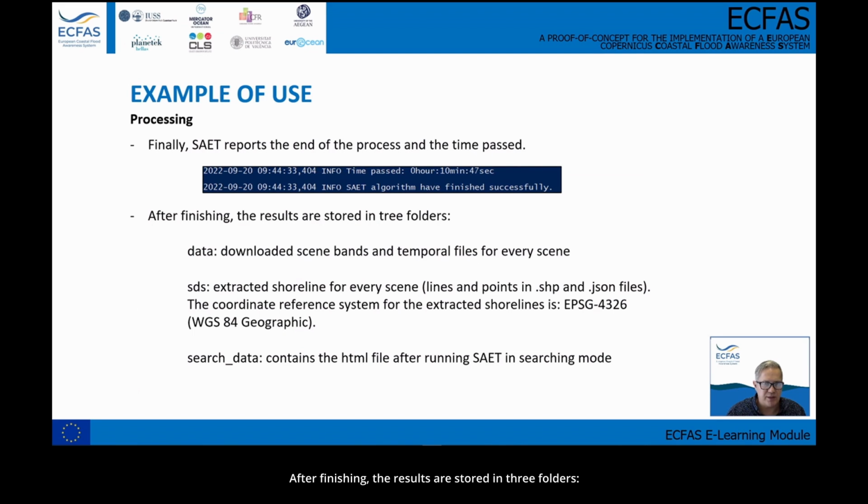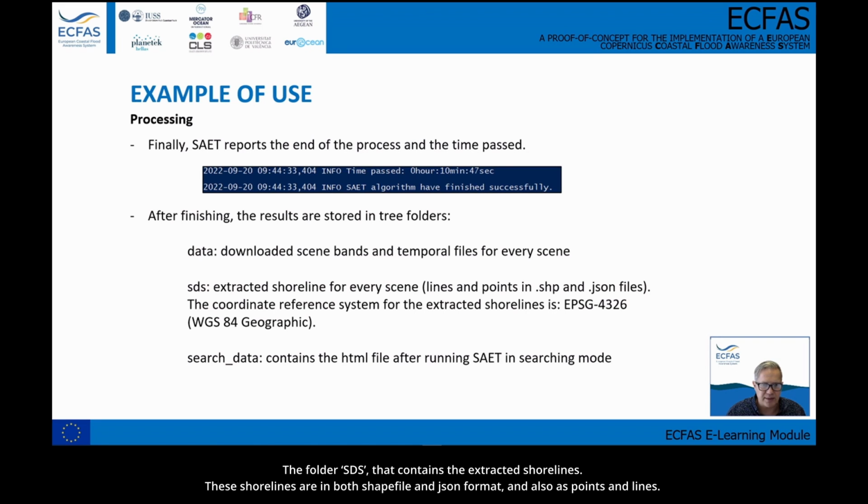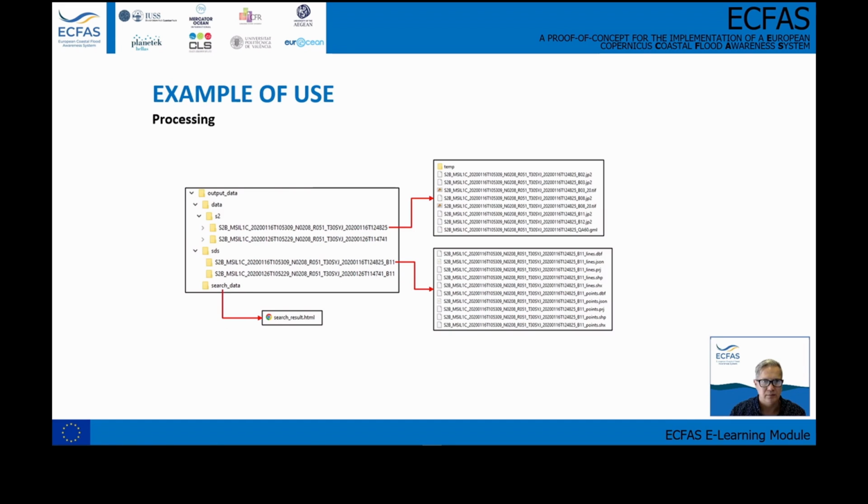After finishing, the results are stored in three folders. The folder data contains the downloaded images and intermediate data created in the process. The folder search data contains the HTML file that SAET creates in the only searching mode. The folder SDS contains the extracted shorelines. These shorelines are in both shapefile and JSON format and also as points and lines. Although the source images may have different spatial reference systems, the extracted shorelines are converted to geographic coordinates to facilitate the comparison among shorelines. These pictures show the folder structure previously described.